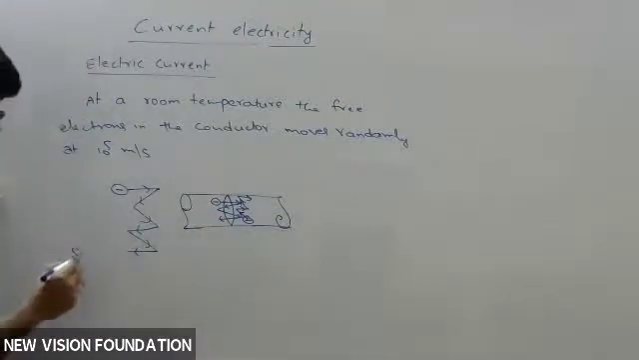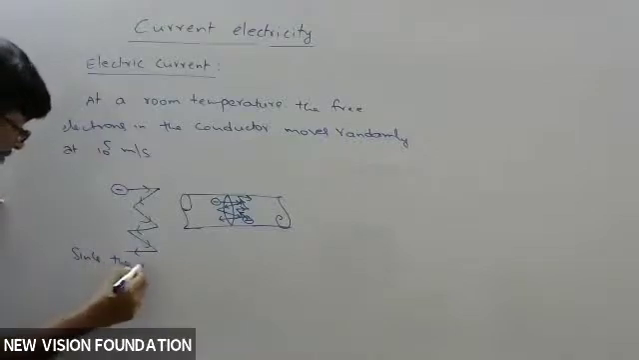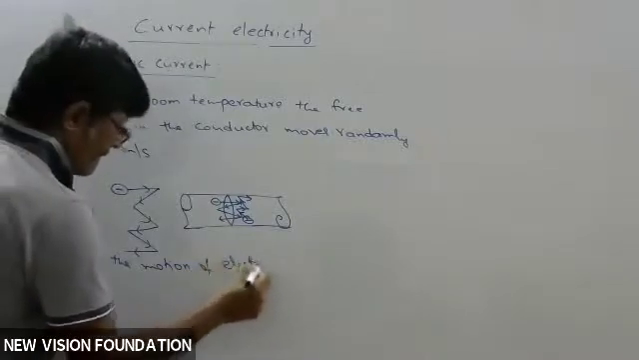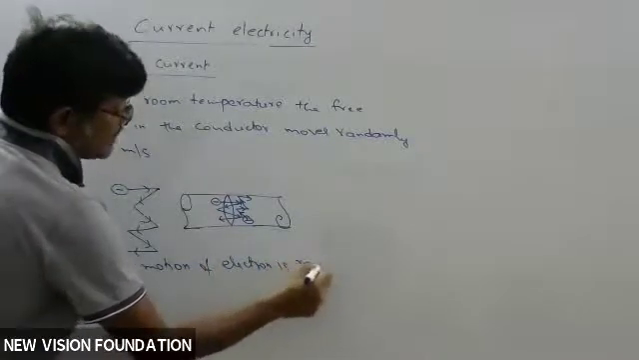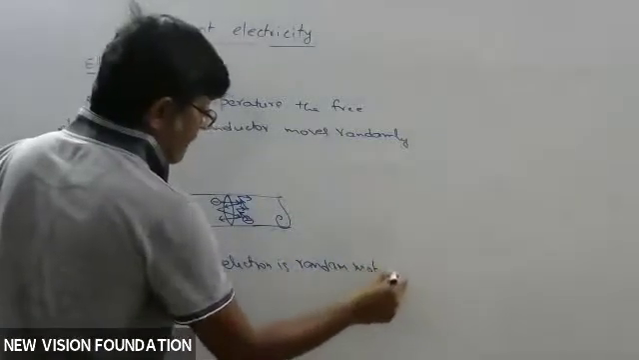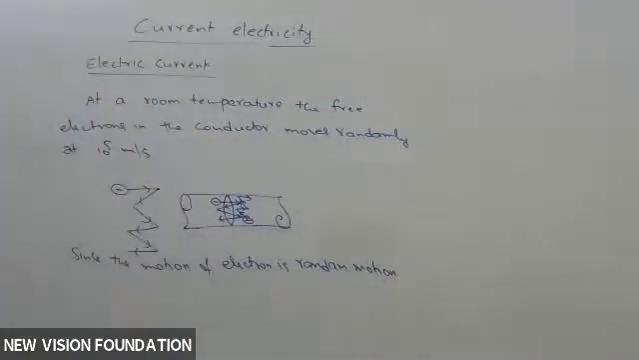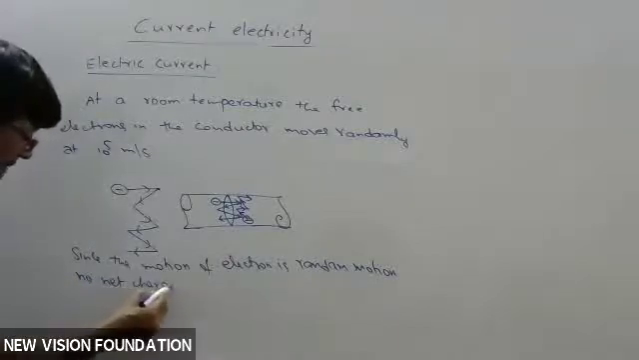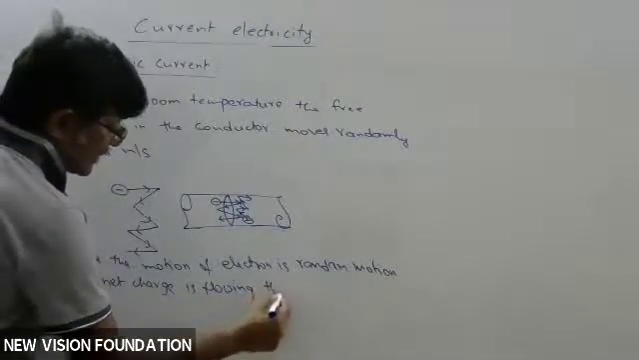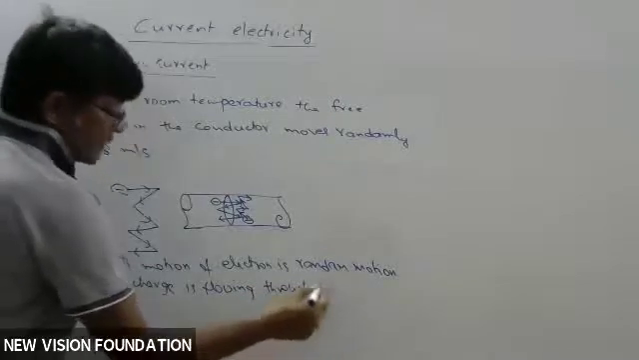Since the motion of electrons is random motion, no net charge is flowing through the imaginary plane passing through the conductor.